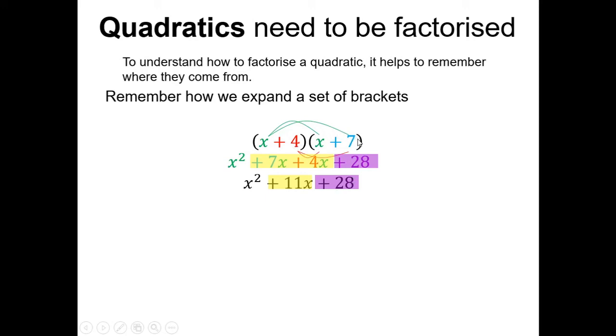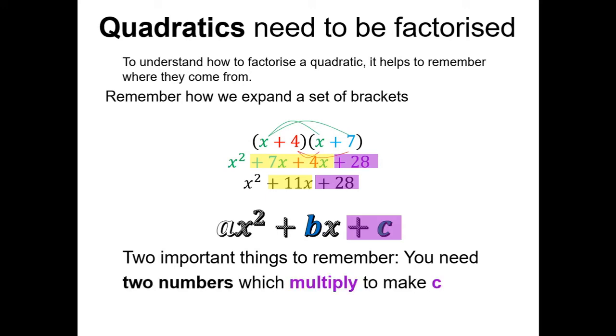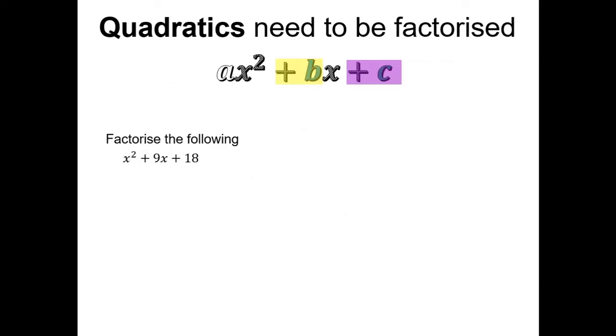So when we're factorizing, remember where all this came from. Two numbers added together to make 11x and multiplied together to make the 28. Right? So two important things to remember. You need two numbers which multiply to make c, that's multiply to make the last term, and the same two numbers have to also add to make b, the middle term. Okay? So let's try an example of like that moving forwards.